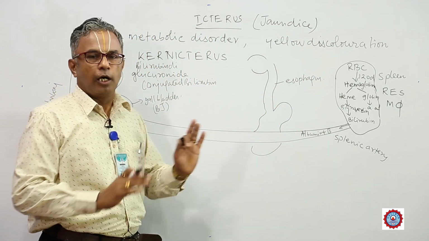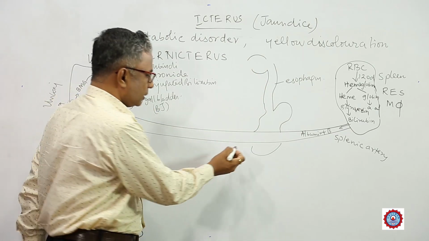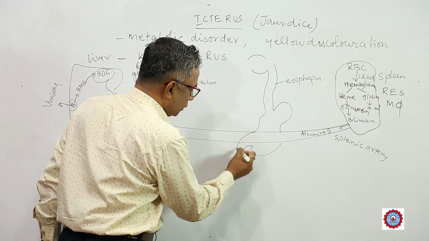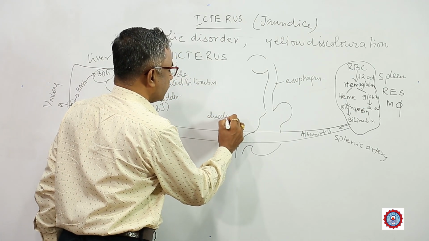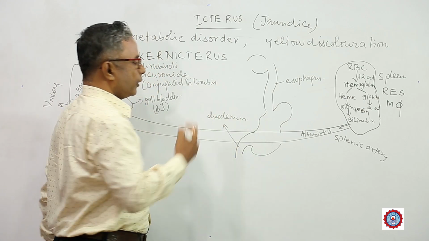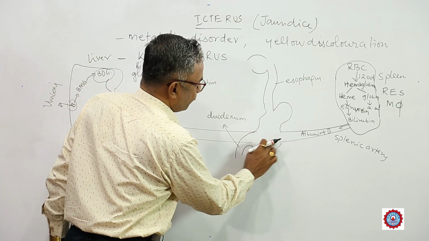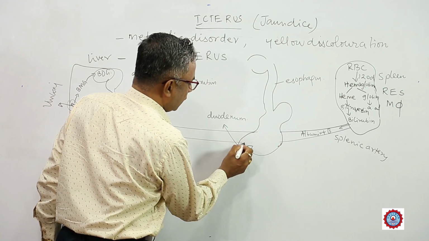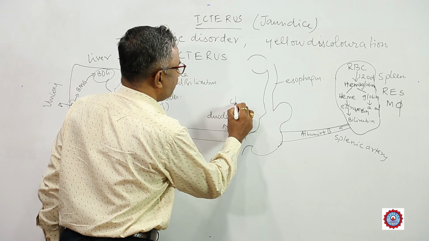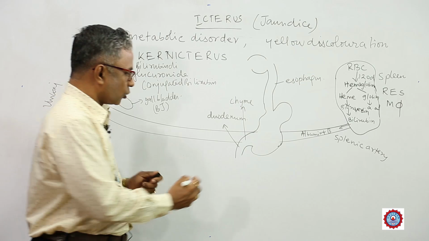In the stomach, proteins will be digested. In the mouth, carbohydrates will be digested, and then you have the duodenum. This part is called as duodenum, that is small intestine. Small intestine starts here. The semi-digested food that comes out of this is called as chyme. Chyme is the partially digested food that comes out of the stomach.